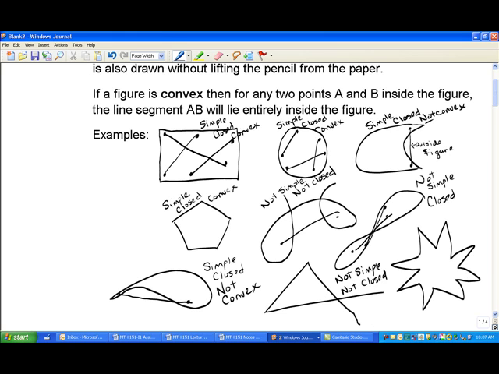All right, so our last one is simple and closed, and because of the fact that I can choose 2 points and it goes outside, it's not convex.